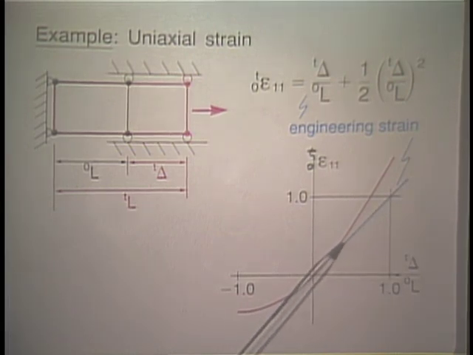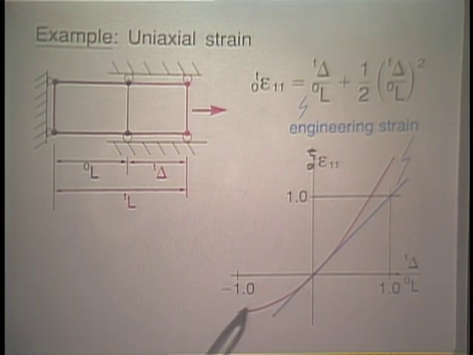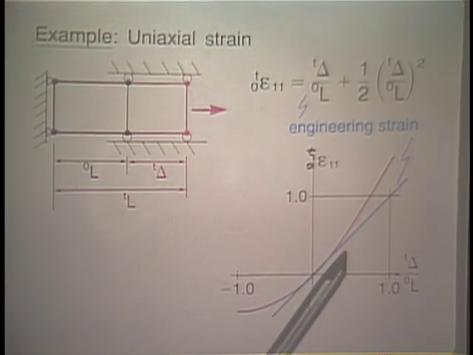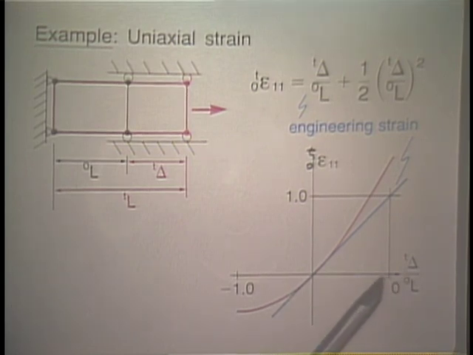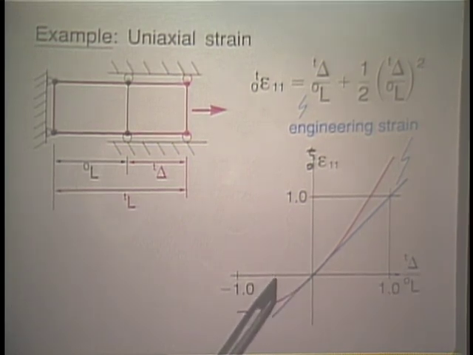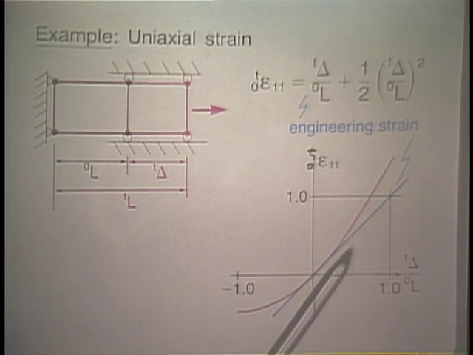Notice that this strain here increases quite rapidly as you pull out, and it decreases in magnitude here with this curvature as you push in. So there is no symmetry in the strain when you extend or compress a piece of material. In the engineering strain component, of course, we see a symmetry because we have a straight line.